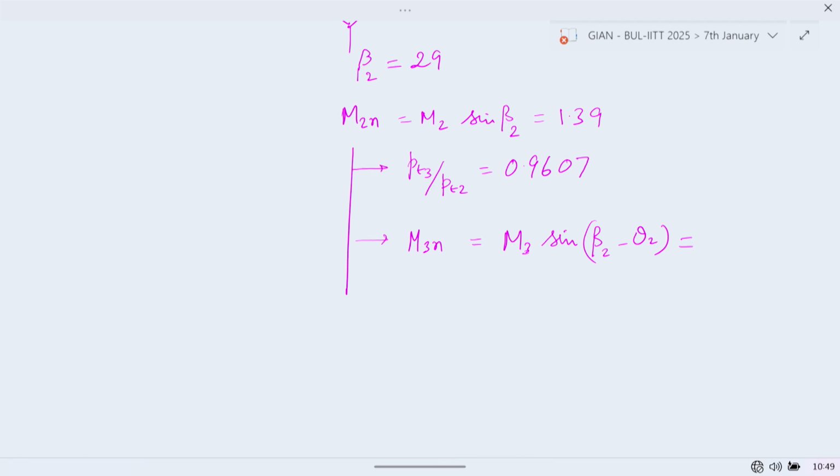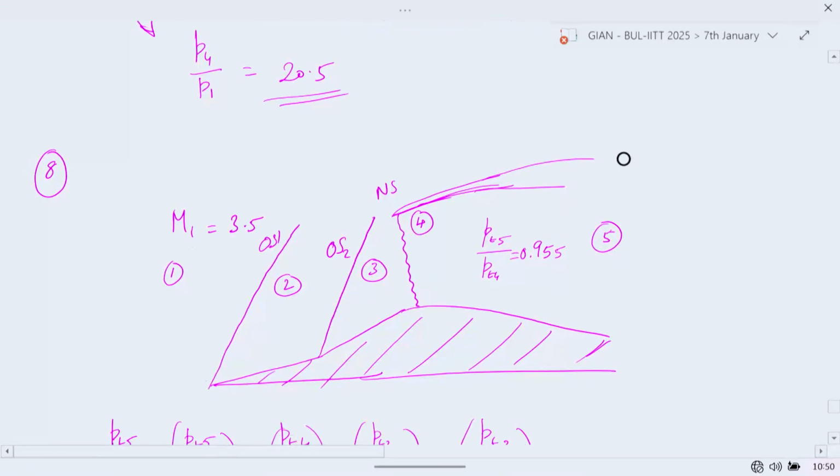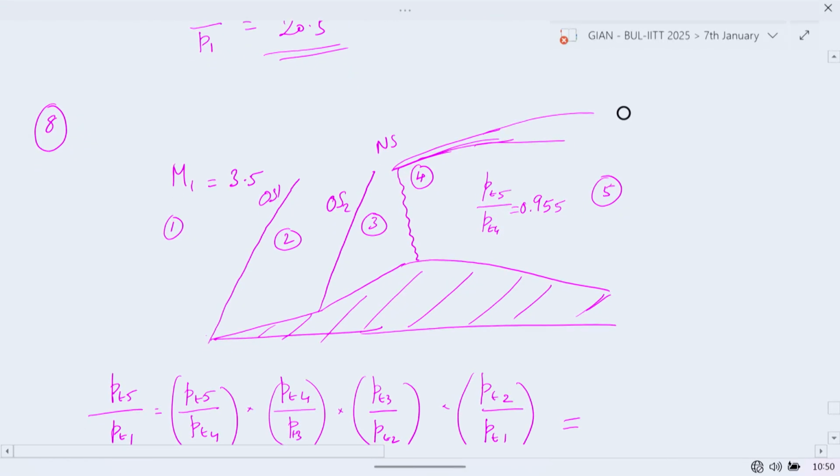What is M3n? 0.744. And M3 is 2.285. Now this M3 is not really a good value. You can see that the flow turns, it's not optimized, the data is not optimized here.